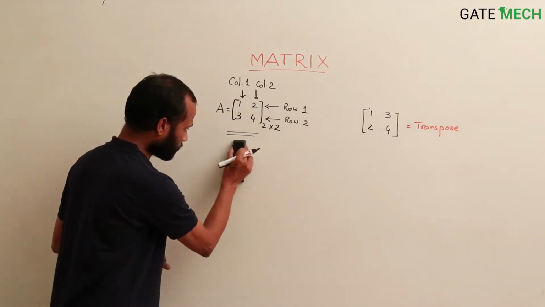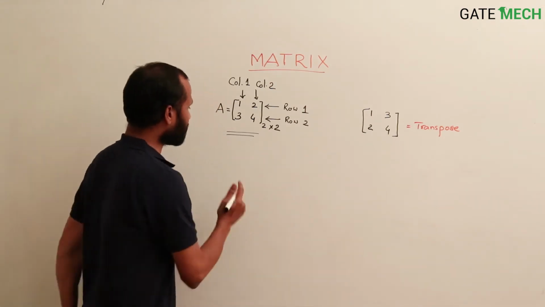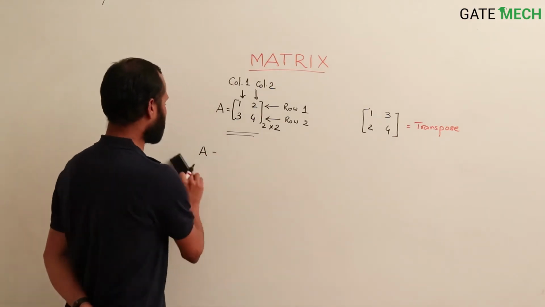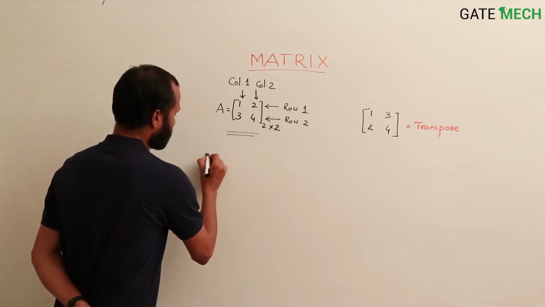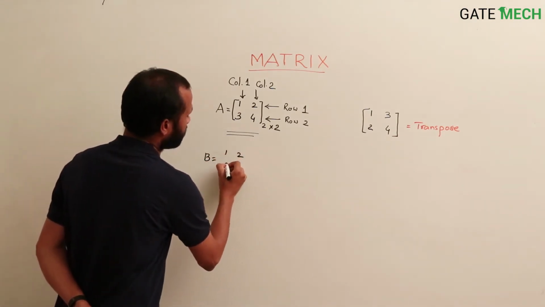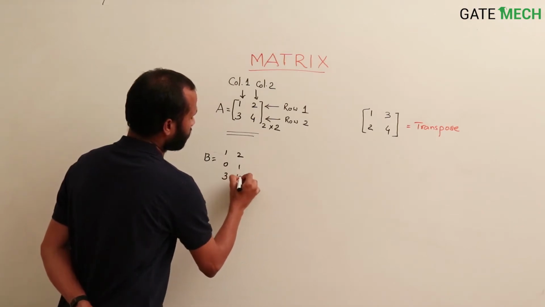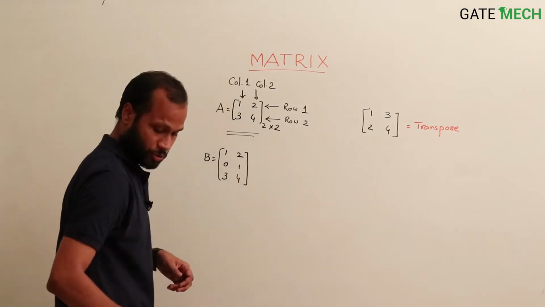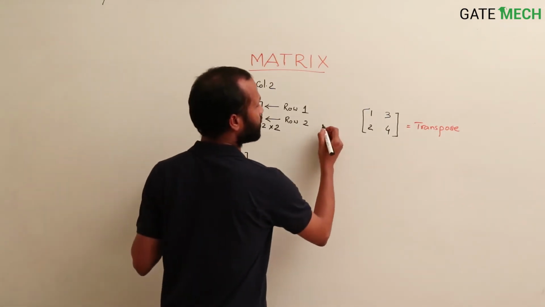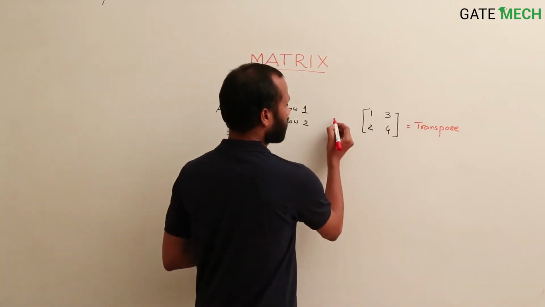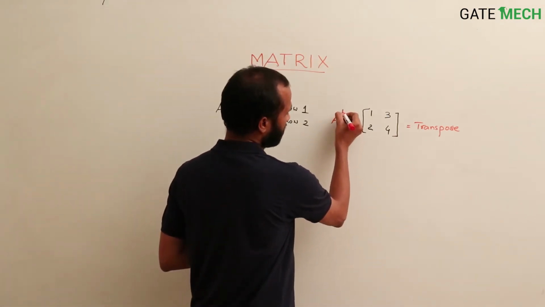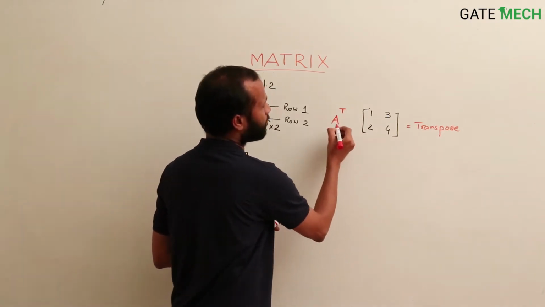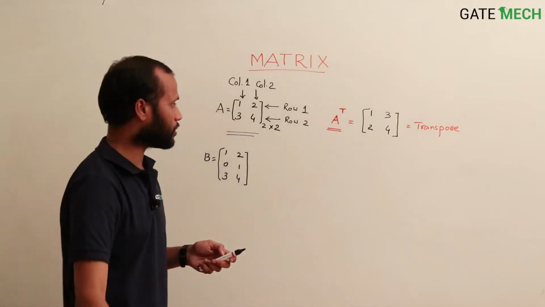Now, another example I will take. B is 1, 2, 0, 1, 3, 4. Now if I find B transpose, usually the transpose of a matrix is represented with the name with T in the power position. A transpose is represented like this.